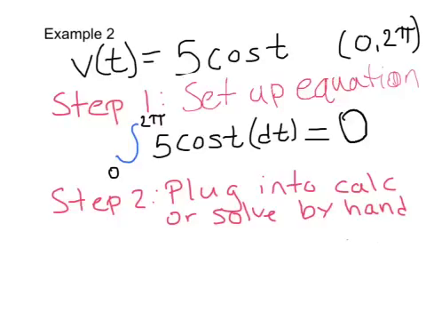Example 2. The velocity is equal to 5 cosine of t from 0 to 2 pi. Step 1 is setting up the equation. We take the integral from 0 to 2 pi, 5 times the cosine of t dt. This equals 0. In order to find the integral, you can either plug it into the calculator or solve by hand.